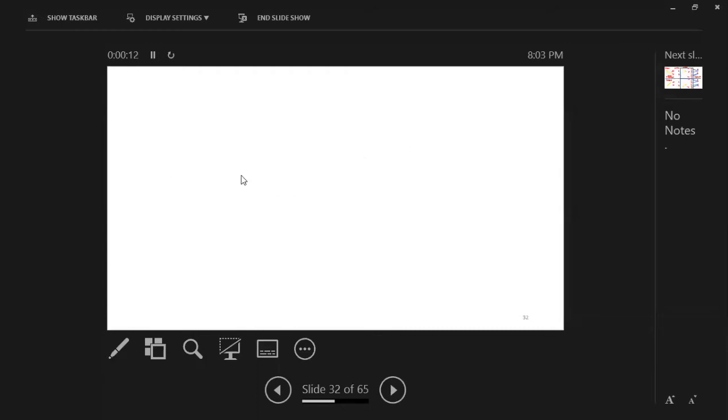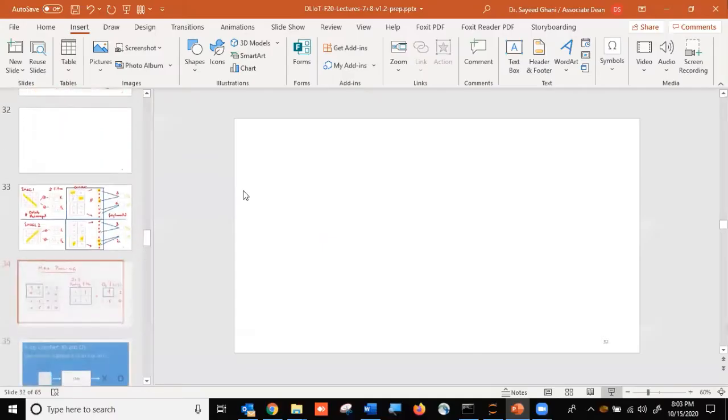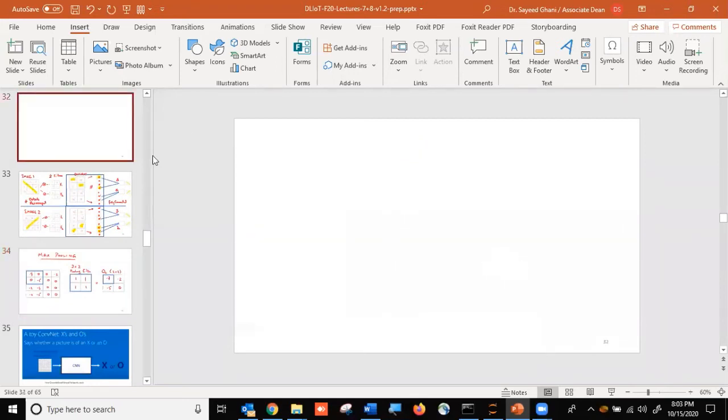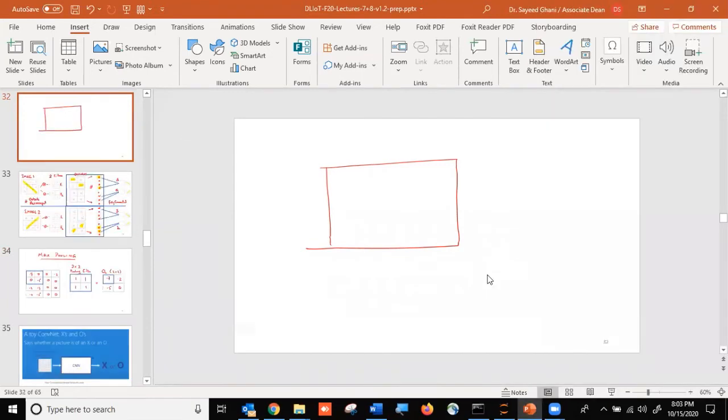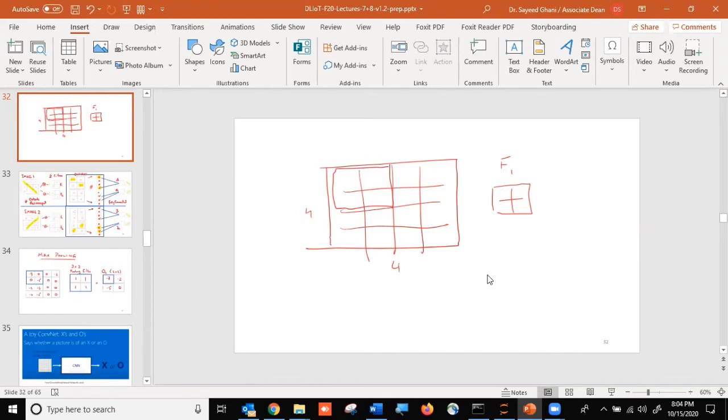Let's say the image size is 4x4, and you're applying a 2x2 filter on it. How big do you think the output is going to be? You apply it over here. Now there's something called a sliding factor, so it depends on how much you're sliding. Let's say you're sliding by S equal to 1.